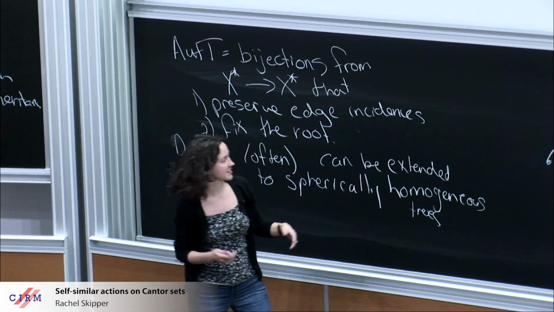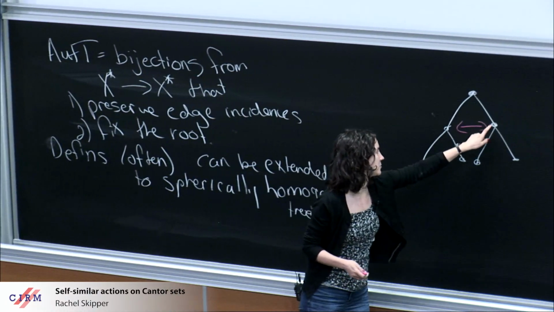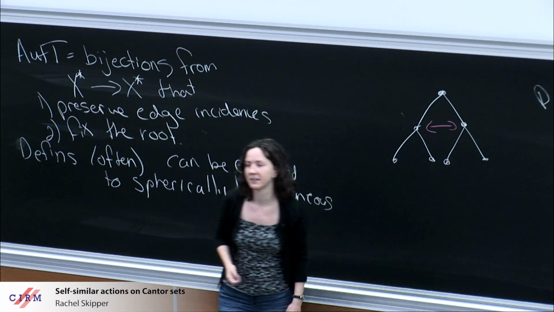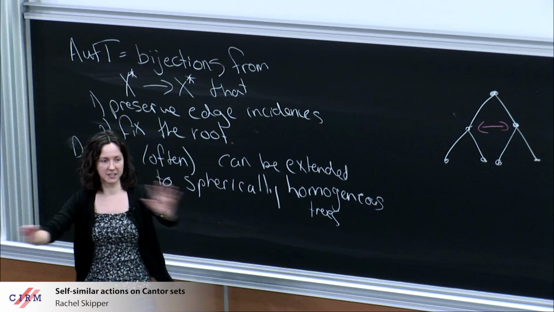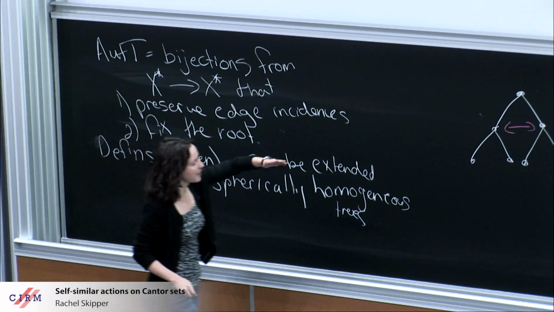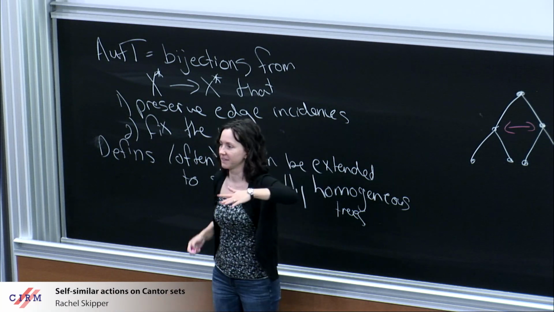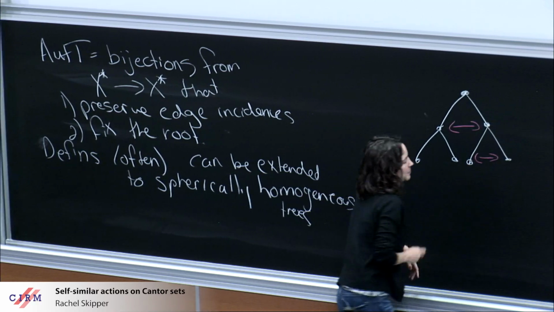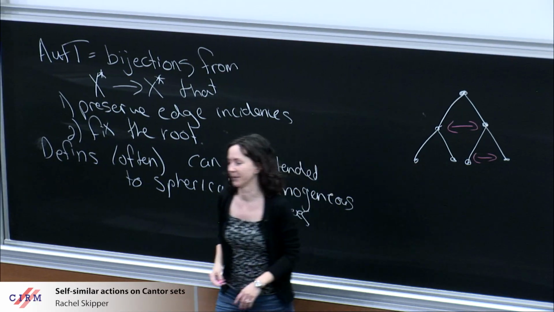Because we're preserving this edge adjacency, if this vertex moves over here, these 2 vertices are going to have to get mapped to these 2. So this permutation tells me not only am I swapping these 2 vertices, but I'm swapping that whole tree. And then we make our next decision. We look at the next level of the tree. Again, we decide, do I want to swap? Do I not want to swap? So maybe we swap these, maybe we leave these alone.